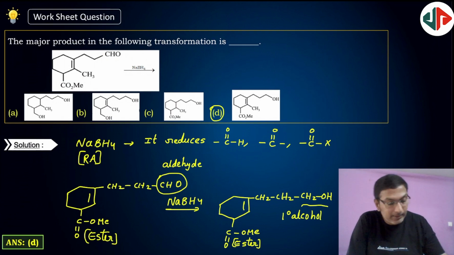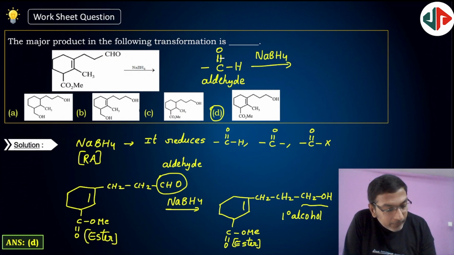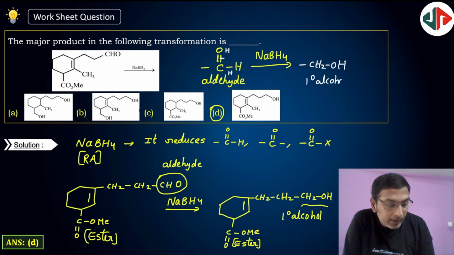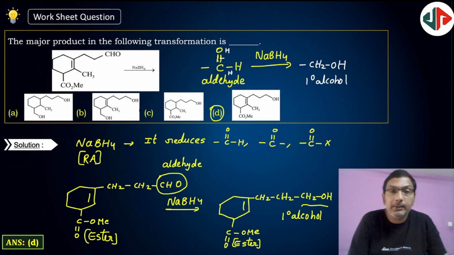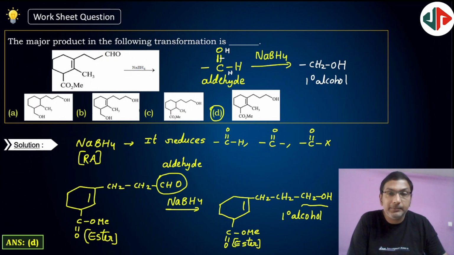Selective reduction. See, the aldehyde group will be converted to alcohol like this. Remember it like this. This is the aldehyde. NaBH4 reduction dissociates only the pi bond and adds H and H here. It will be converted to CH2OH, a primary alcohol. Dissociate only the pi bond. So option D. Next.